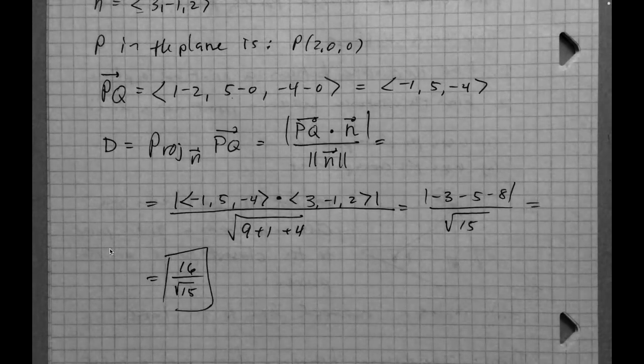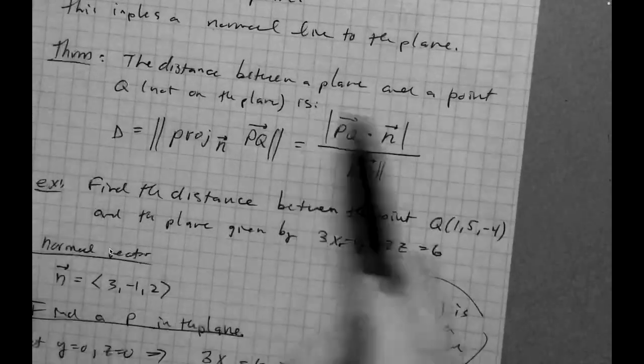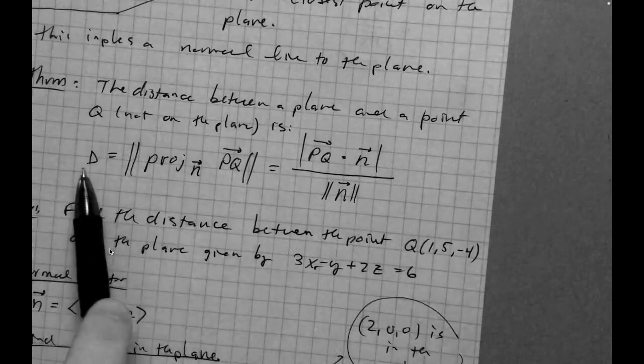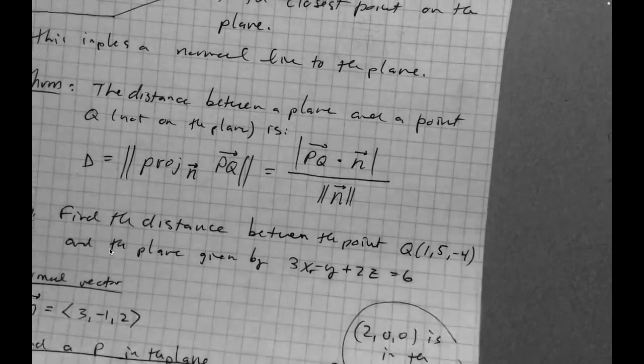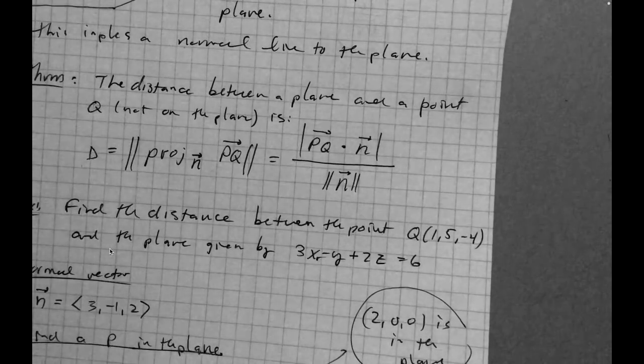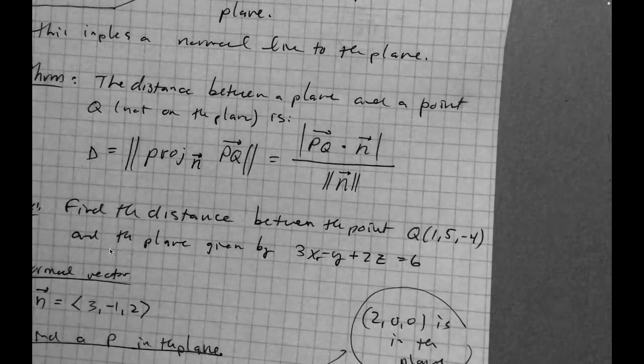So the previous theorem, what did we say here? We said that the distance between a plane and a point Q is the projection of PQ onto n, and it's this guy here. There's a slightly cleaner way of writing this. Well, it's not that it's not clean, it's just a little bit more formulaic, if you will. So let's flush that out here.